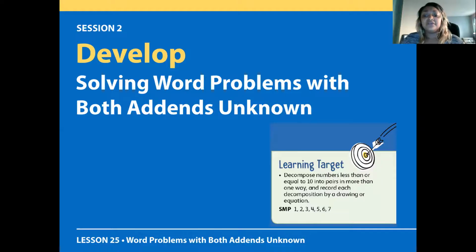So it says decompose numbers less than or equal to 10 into pairs in more than one way and record each decomposition by a drawing or equation. And so what that's saying is that we're able to learn how to make numbers within 10 by taking them apart and putting them together in different ways. So sometimes there's a lot of words to just say something very simple, like we're gonna take it apart and we're gonna put it together this way and that way. And it just means we're gonna have fun with numbers, okay?